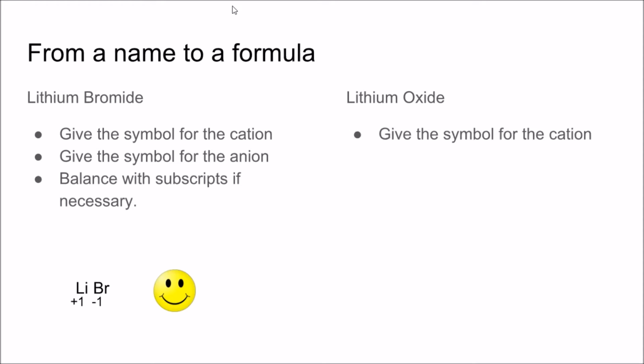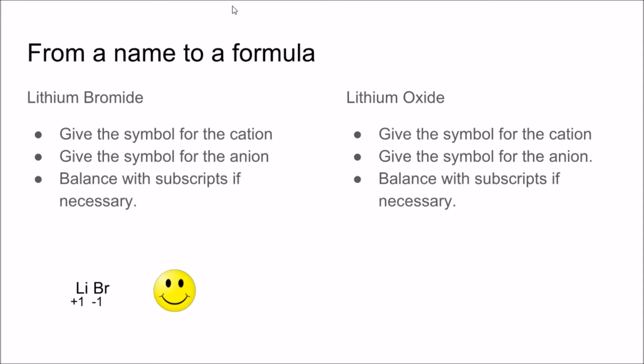Let's try it again with lithium oxide. Again, we're going to give the symbol for the cation, we're going to give the symbol for the anion, and balance with subscripts if necessary. Here we've got lithium and oxygen. Lithium has a +1 charge. Oxygen has a -2 charge. Those two do not balance out. We're going to need 2 lithiums for every 1 oxygen, which means our formula is Li2O, and that makes us happy.